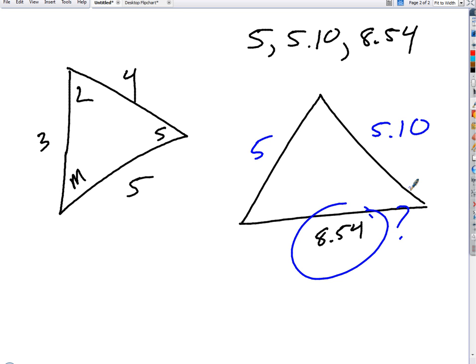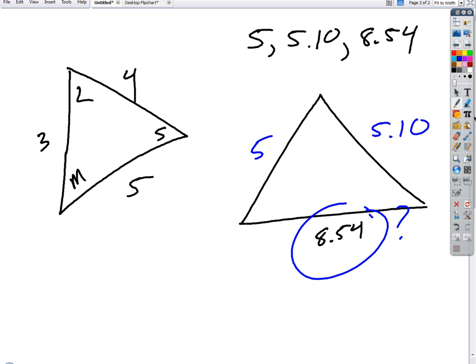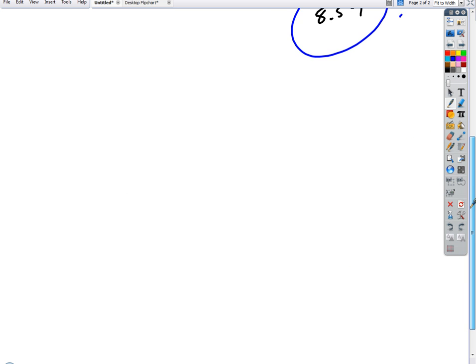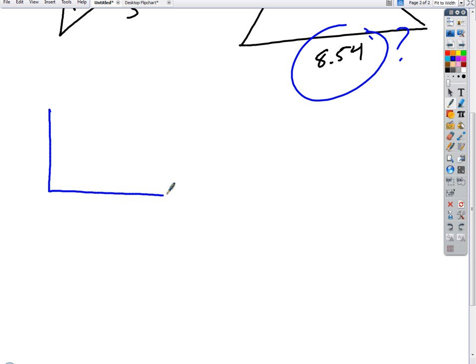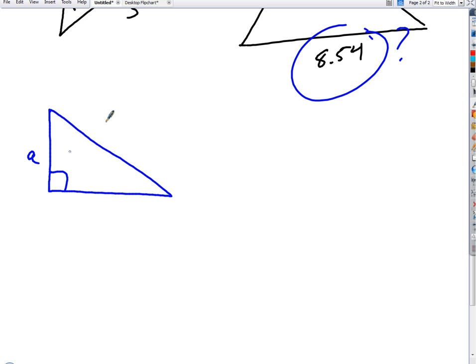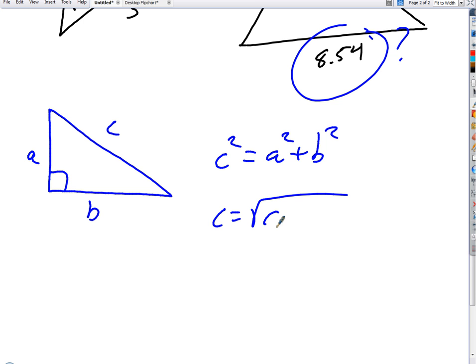I know that 5 squared plus 5.1 squared should equal the hypotenuse squared, right? And so the square root of 5 squared plus 5.1 squared should equal the length of the hypotenuse, right? Because we know, here's the picture we always associate with right triangles. You've seen this a million times. If this is a right triangle, and that's A and that's B, and the hypotenuse is C, don't we know that C squared equals A squared plus B squared, right? And so C equals the square root of A squared plus B squared.